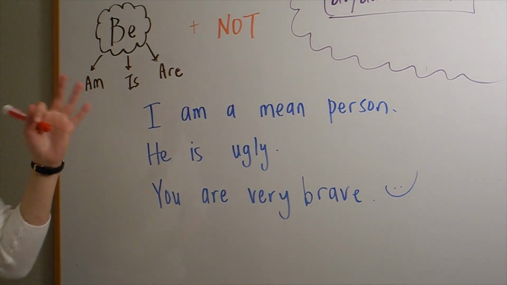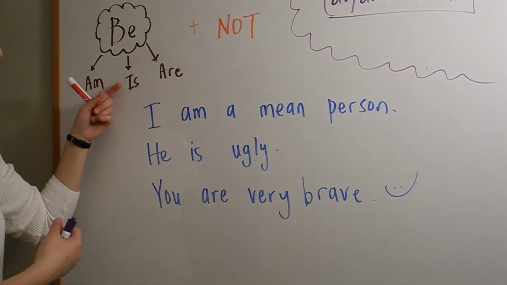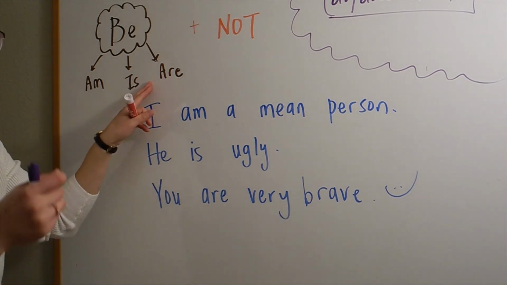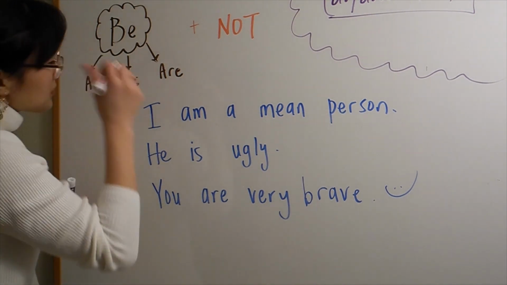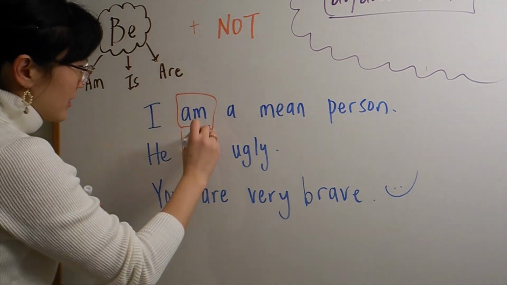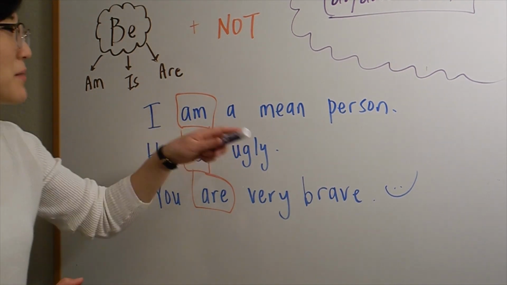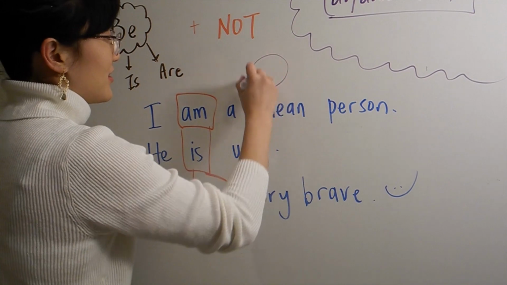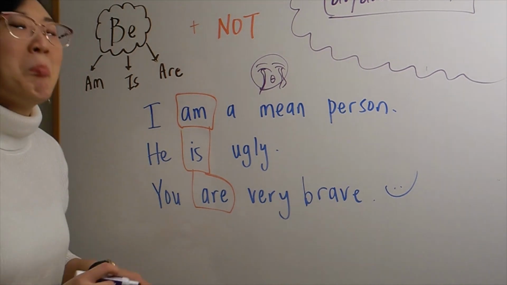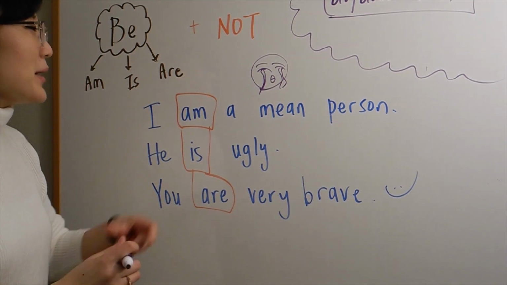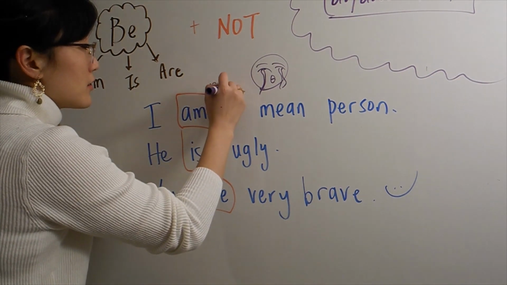So the be verb has three options, right? For example, I am, he, she, it is, and you, we, they are, right? So these are all the be verbs, right? I am, he is, you are. Okay. So I am a mean person, right? I am a mean person. But if I say no, you put I am not.